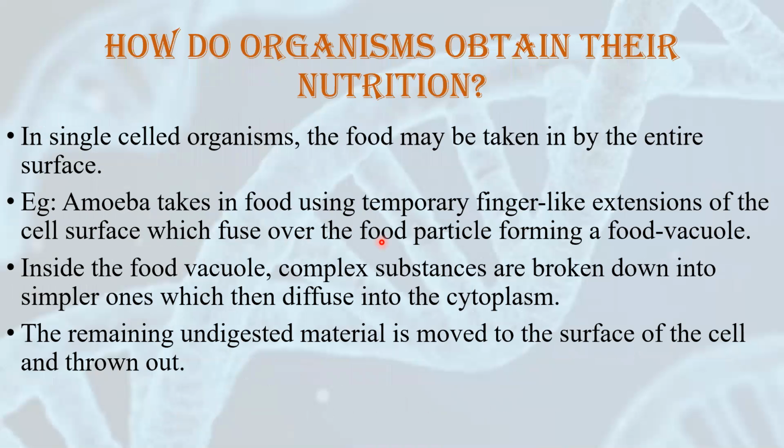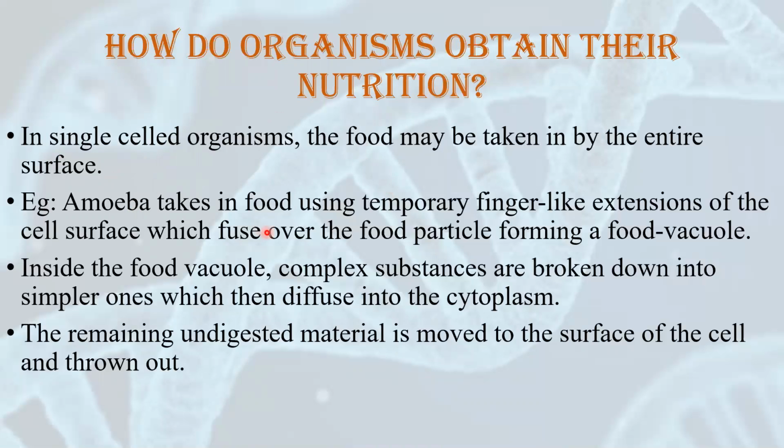How do organisms obtain their nutrition? Here we'll be talking about heterotrophic organisms. In single-celled organisms, the food may be taken in by the entire surface. And in single-celled organisms, the best example is amoeba.